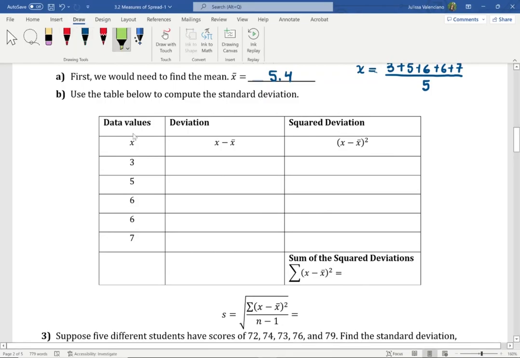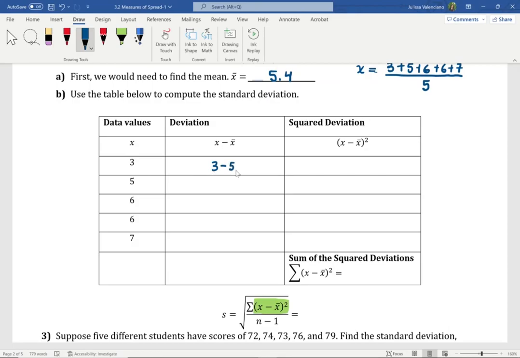So now that we have x bar, we can move forward to completing the table here below. Notice here on the first column, we have all the x values, which are the data values. On the next column, we're going to be computing the deviations. And then on the next column, we're going to take the square of the deviations. Notice, we are focusing on this first part of the equation. We take each of the x values minus x bar, and then we square. So let's go ahead and do that. For the first x value, which is 3, we're going to have 3 minus 5.4. We get negative 2.4.